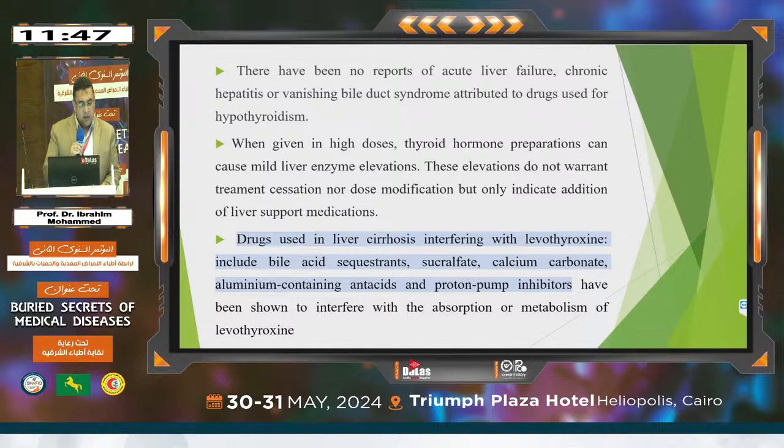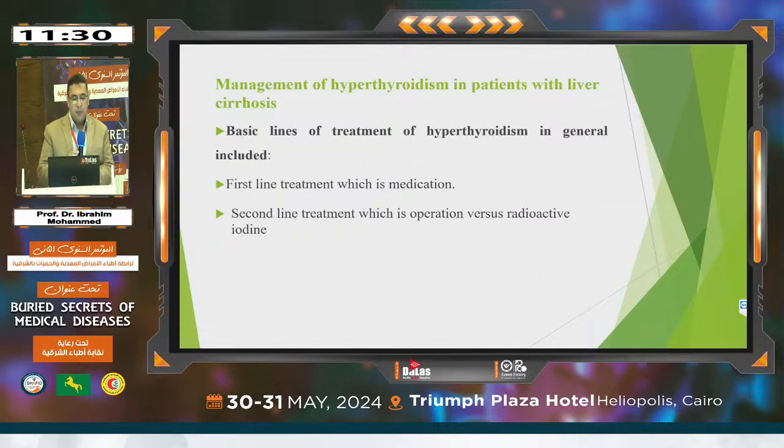Drugs used in liver cirrhosis interfering with levothyroxine include bile acid sequestrants, cholestyramine, sucralfate, calcium carbonate, aluminum-containing antacids, and PPIs, which have been shown to interfere with the absorption or metabolism of levothyroxine.